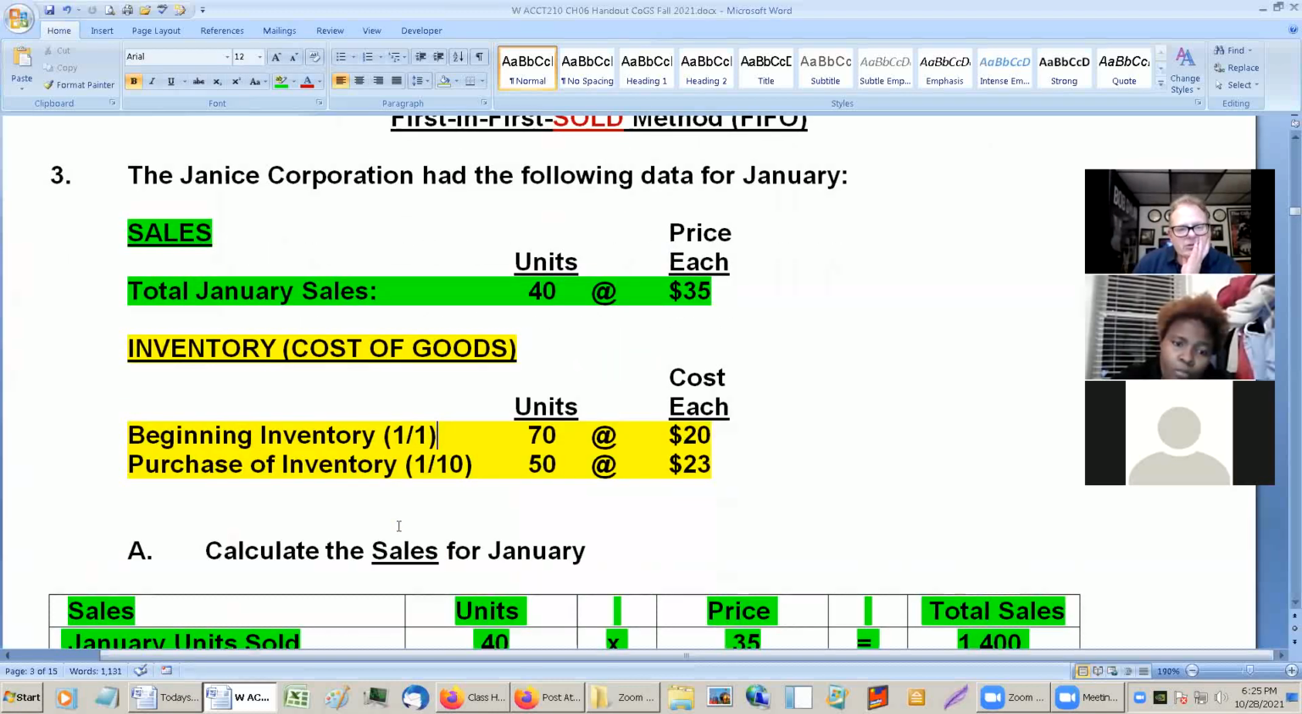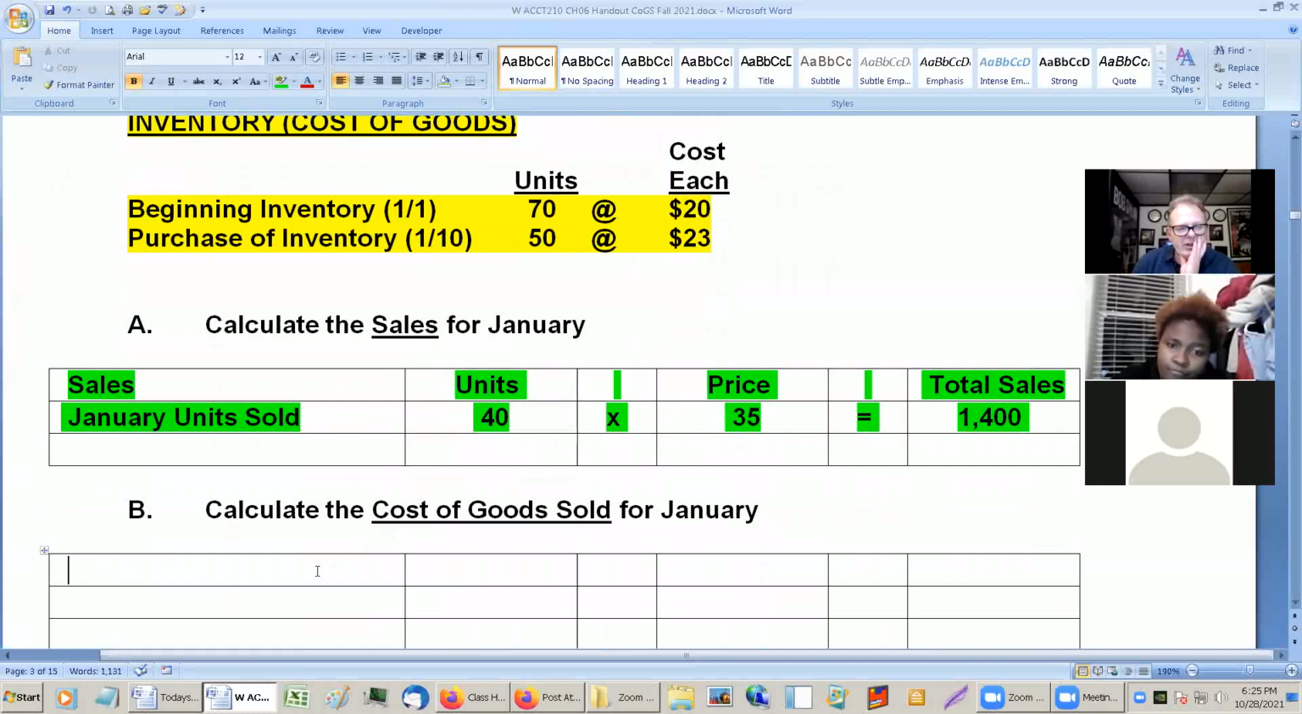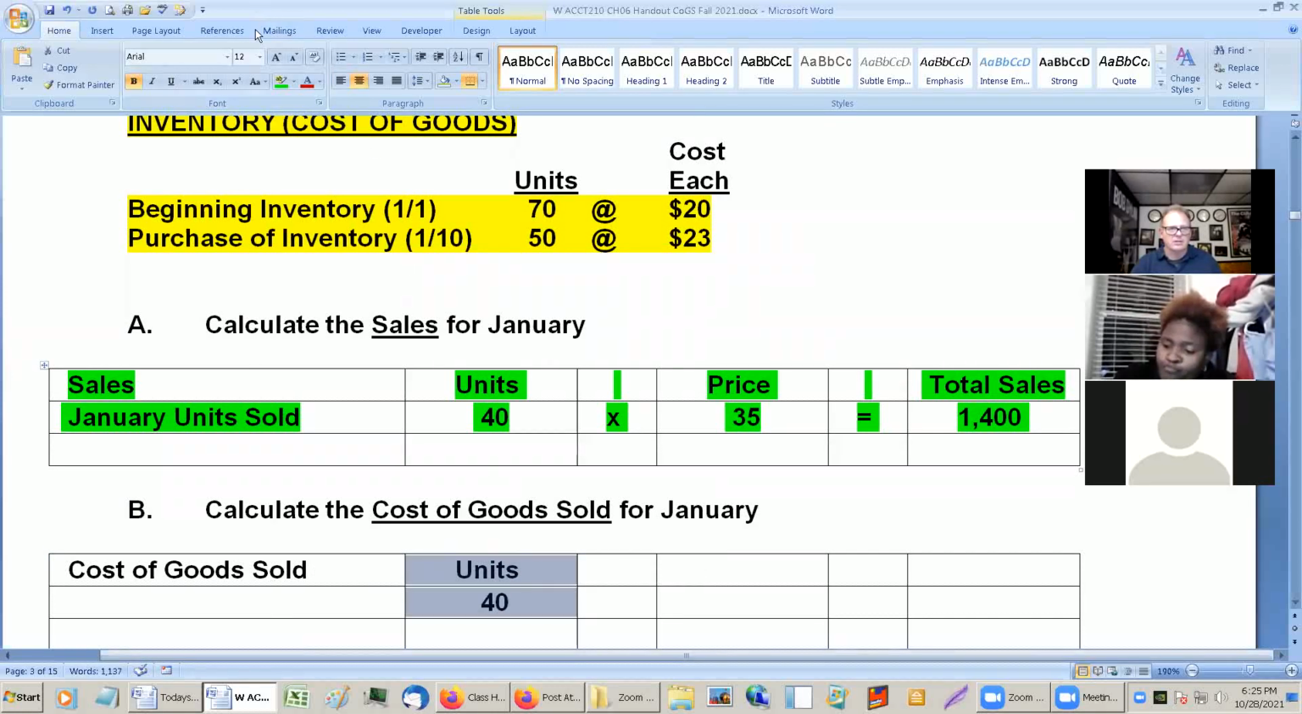Okay, so coming down here, it can be a little bit different than we did before. So the cost of goods sold, units 40. Now, this is going to look a little strange, maybe more sense later on, but we need to find the cost for 40 of those units.